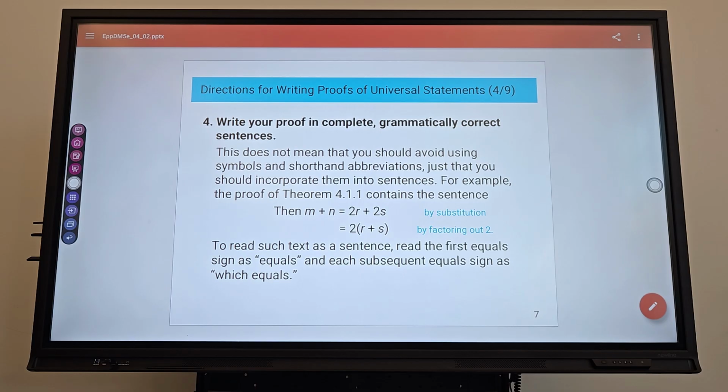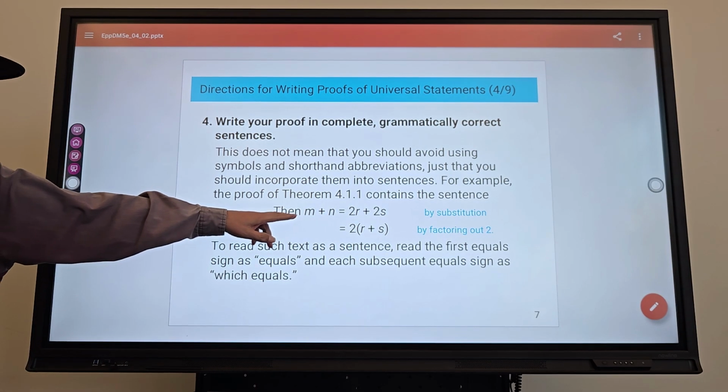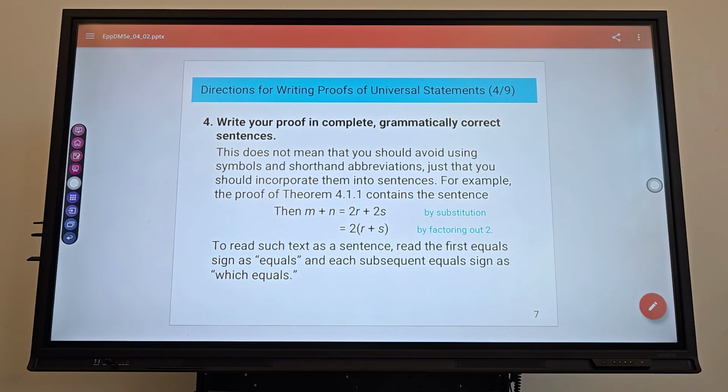Write your proof in complete, grammatically correct sentences. This does not mean that you should avoid using symbols and shorthand abbreviations, just that you should incorporate them into sentences. So the proof for Theorem 4.1.1 can be written like this, and to read each text as a sentence, read the first equals sign as "equals", and each subsequent equals sign as "which equals".